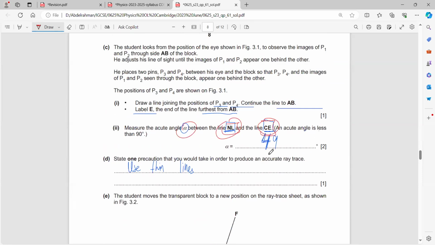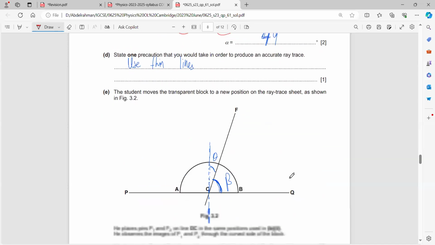Whenever he says measure the angle, measure an acute angle. Never measure an obtuse angle. Never do that. Whenever he tells you to measure an angle, always measure an acute angle. Okay, that's for measuring the angles.